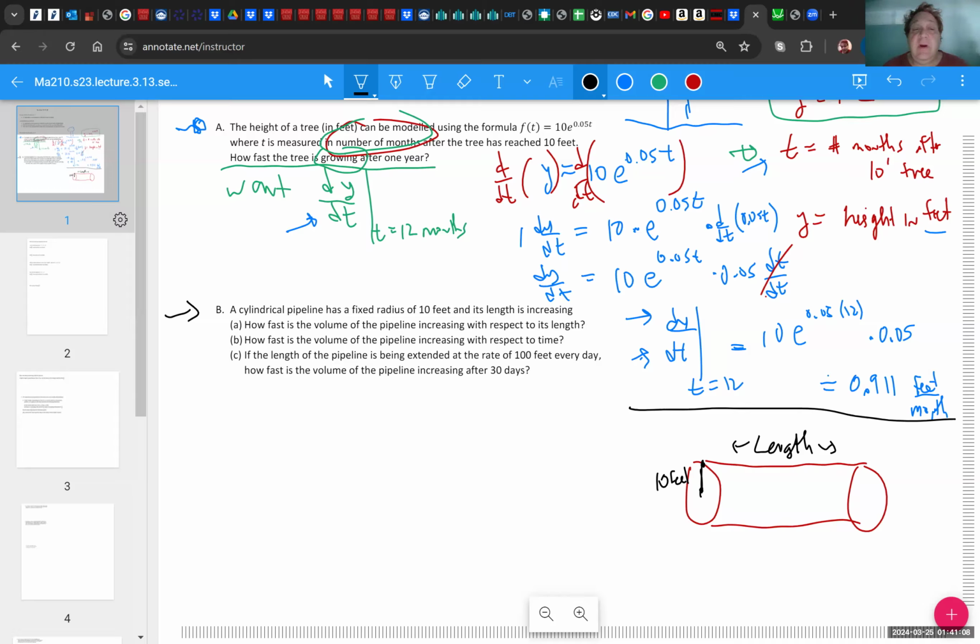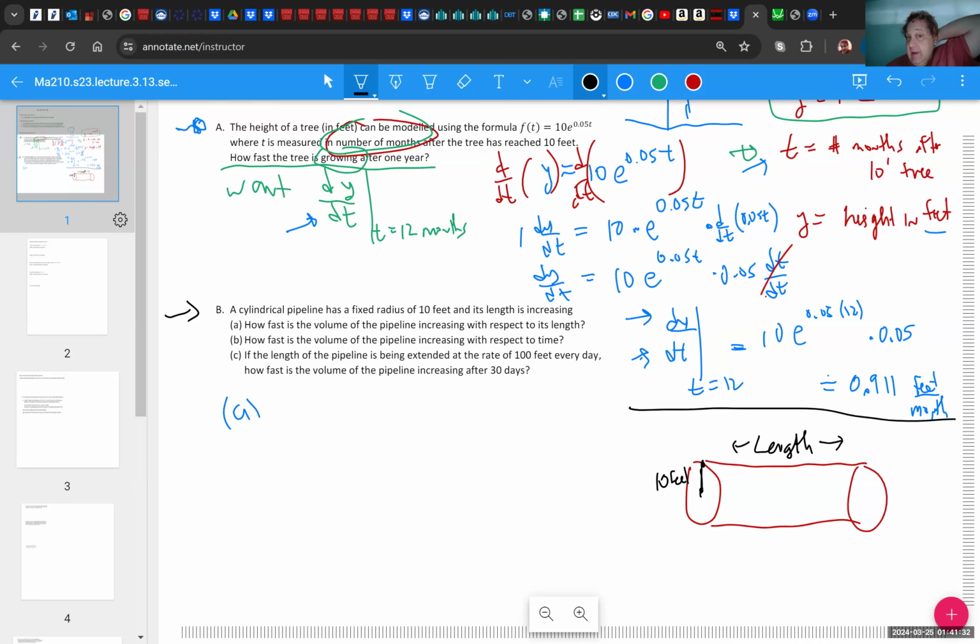There's some questions here. The first question, it says, how fast is the volume of the pipeline increasing with respect to its length? So we are looking for, why did I have length Y over here? I'm not sure what I'm doing here. Length. Okay. Oh, that was my arrow. I can't even read my own handwriting. That's what's going on. Sorry.